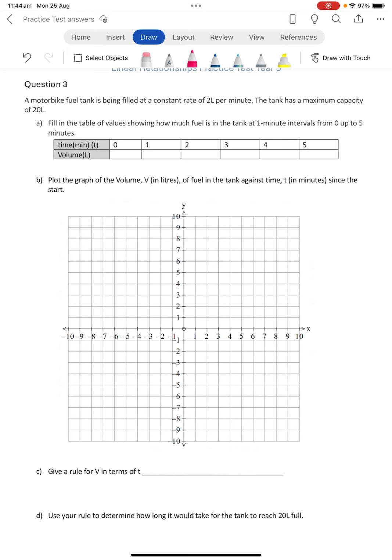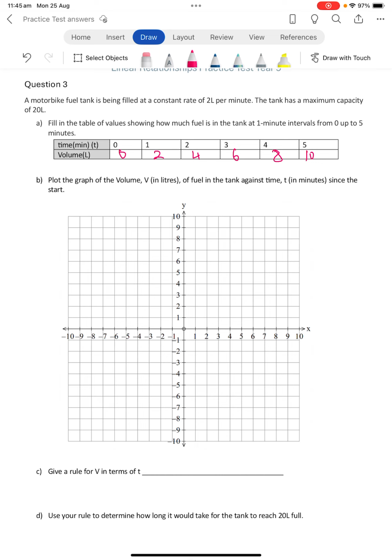Motorbike fuel tank. It's being filled at 2 litres per minute. So to begin with, there's no fuel in it. And then we'd have 2 litres, 4 litres, 6 litres, 8 litres, 10 litres, right? Every minute. These are my minutes here. For every minute, we got 2 litres, as you can see. So we've answered part A, completing the table.